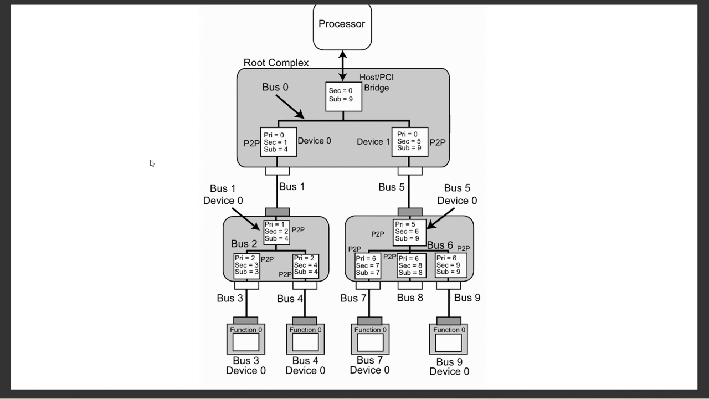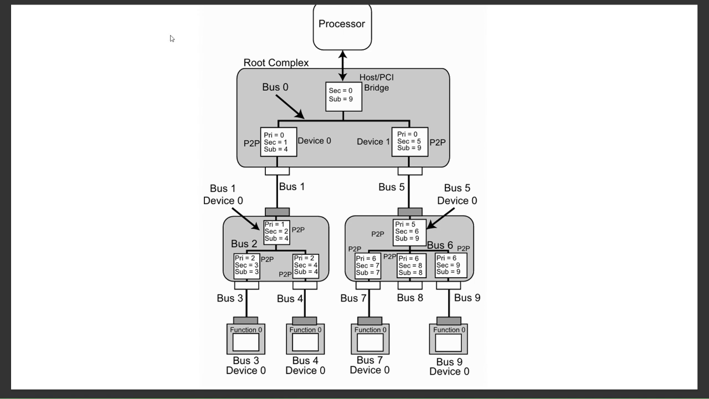So let us now understand the host bridge and the bus number. The host bridge in the root complex is responsible for connecting the CPU to different PCI buses and devices. It contains two important registers. First is the secondary bus number, which represents the number of the bus directly connected to the host bridge.